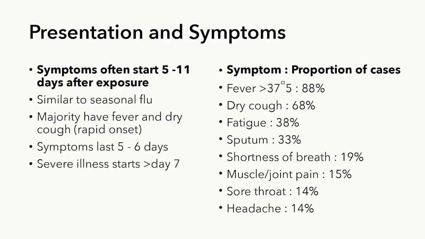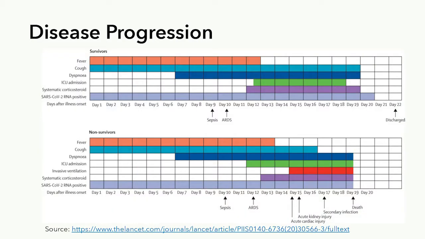So if we focus towards coronavirus, the chances are that the symptoms present between 5 to 11 days after exposure to somebody with known coronavirus disease. Now, the difficulty is that you don't really know when you got exposed to the coronavirus. So as a general rule, around 5 to 11 days after exposure, the symptoms are similar to seasonal flu. Majority of patients have fever and dry cough, which is generally of rapid onset. Symptoms will last 5 to 6 days generally. After day 7 is generally when the severe illness starts. And that's the cause for concern, that patients who do not start to improve after day 7 should seek medical assistance.